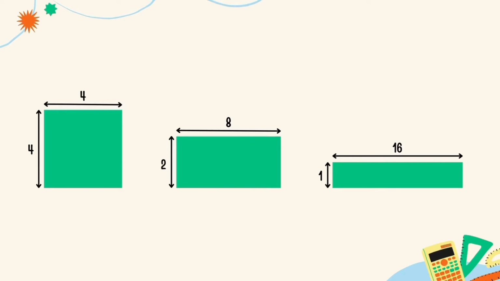For example, if we multiply the width and the length of these rectangles, they will have the same total area, which is 16 cm squared. The first rectangle has the same width and length, which is 4 cm, so the total perimeter will be 16 cm. The next rectangle has 8 cm width and 2 cm length, so the total perimeter will be 20 cm.